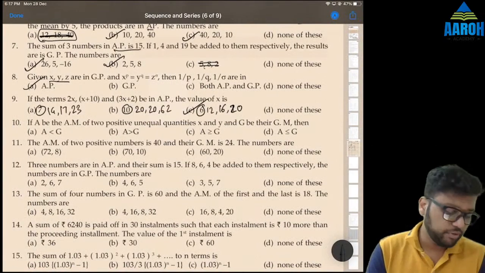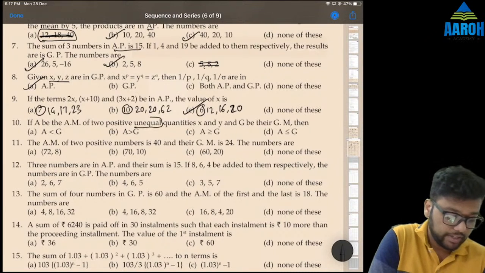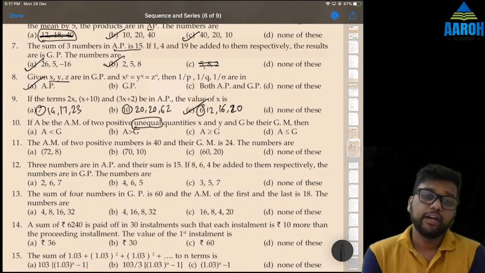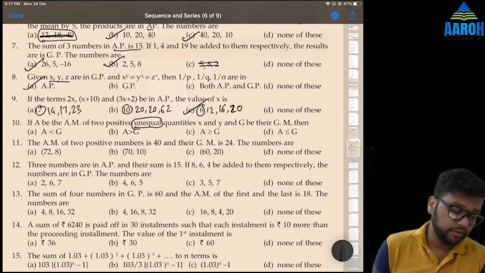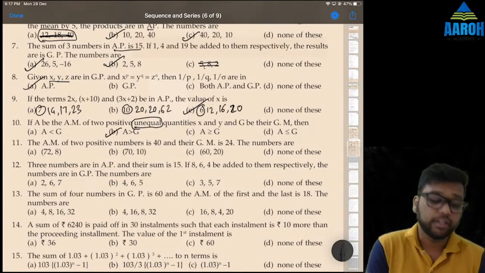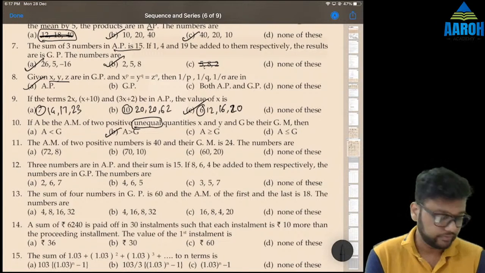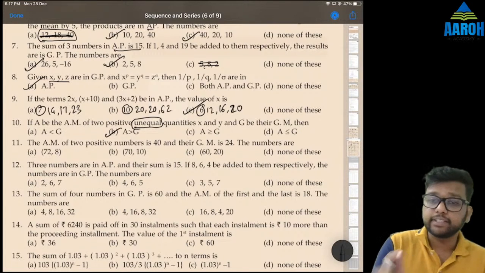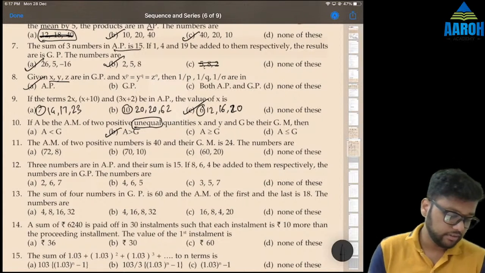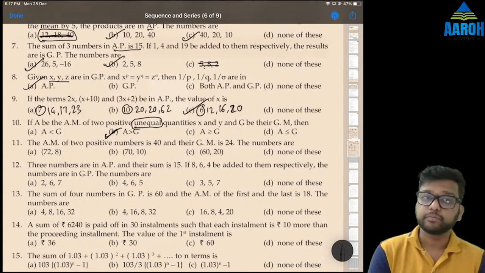If A be AM of two positive unequal quantities x, y, and G be their GM, then obviously B is going to be the correct answer, not C, because they are saying unequal. For 9th, C is correct, Akanksha and Vaibhavi. 10th, B is the correct answer, got it?